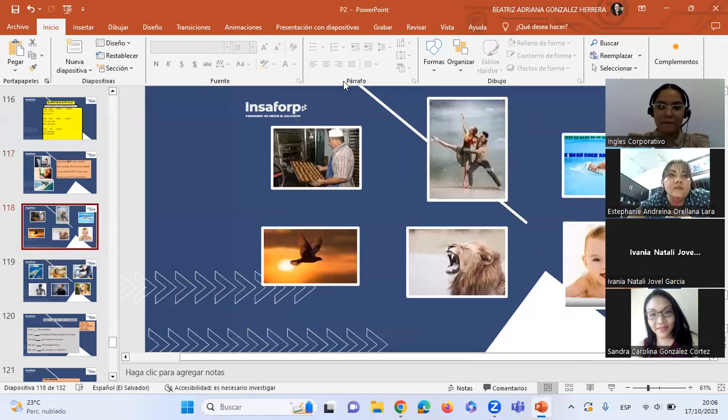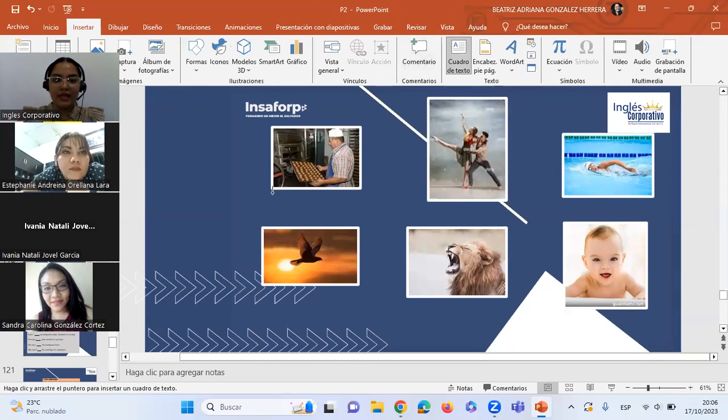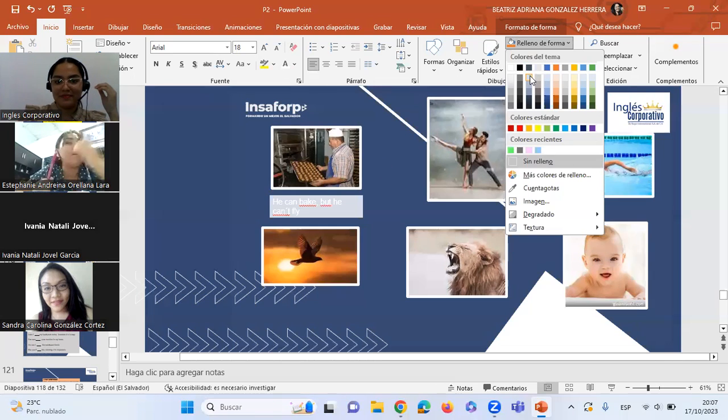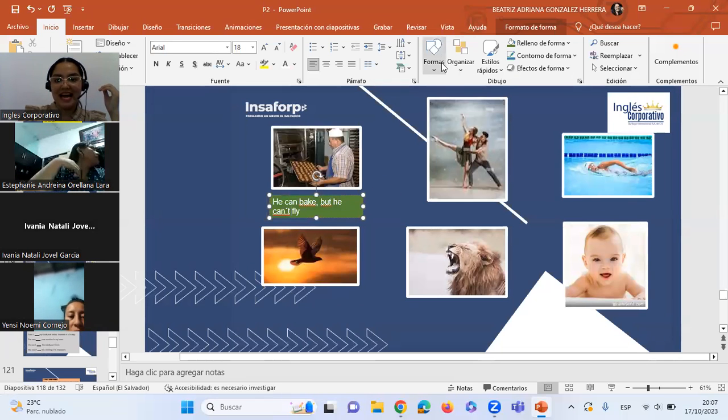Now, let's see this one. Okay. For example, he is baking. Él está horneando. So, he can bake. Okay, let me just change the color here and the size. He can bake, but what can't he do? Fly significa, para decir volar, digamos. Fly, okay, fly, yeah. But he can't fly. Excellent. He can't fly, right? Okay, perfect. Excellent. See this one.